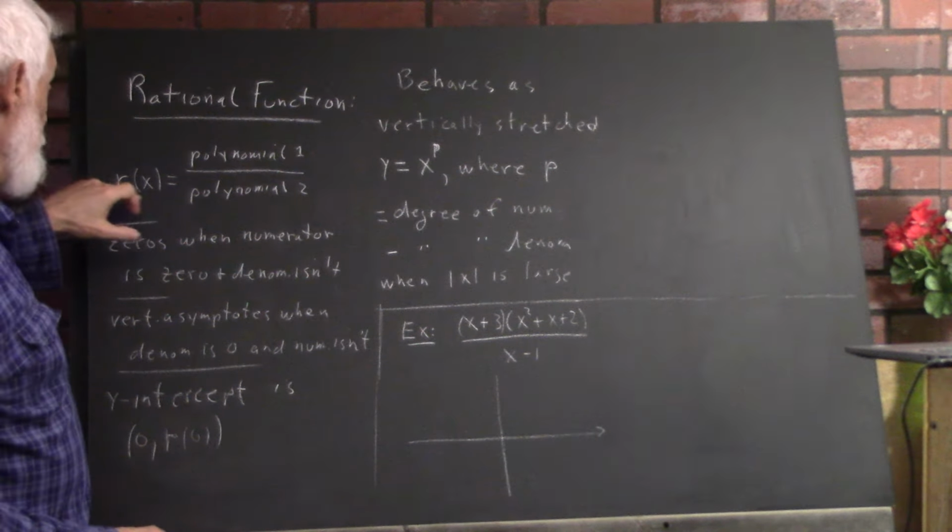Well, now, the function behaves like what when the absolute value of x is large? Well, if you multiply all this out, you're going to have a leading term of x cubed. The degree of the numerator is 3. The degree of the denominator is 1. You subtract the degree of the denominator from the degree of the numerator, you get 2. So this is going to act like x squared for large x.